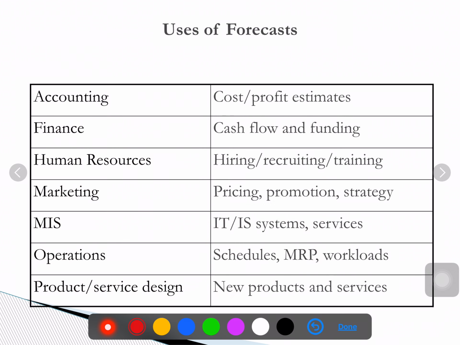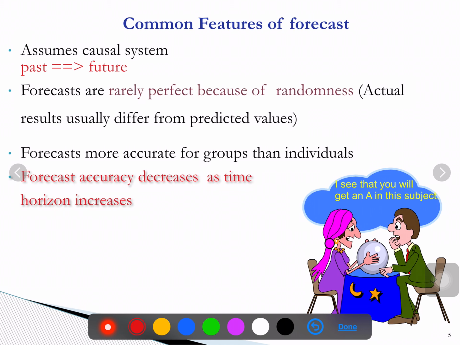Forecasts can be used by the accounting department, the finance department, the human resource department, and other departments. For example, in accounting, for cost and profit estimates. In order to estimate cost and profit amounts, we have to use the forecasting process. We also use it to determine cash flow and funding activities, hiring, recruitment, and training in the HR department, pricing and promotion activities, information systems and services, schedules, MRP workloads, and new products and services. For these we have to use forecasting techniques.